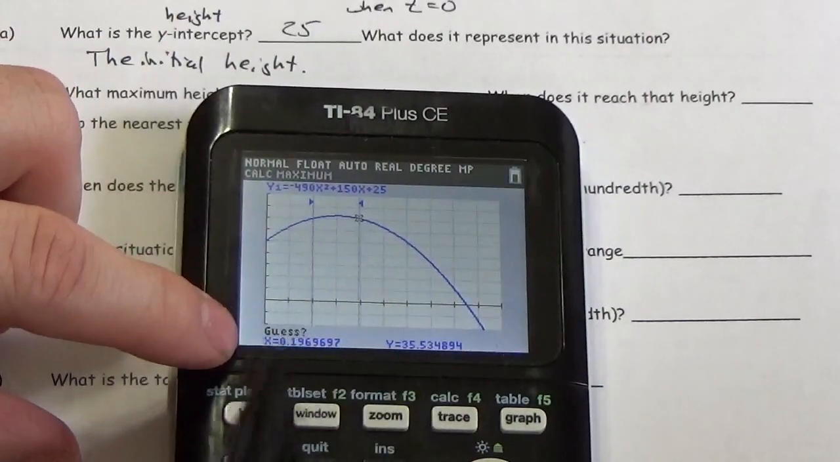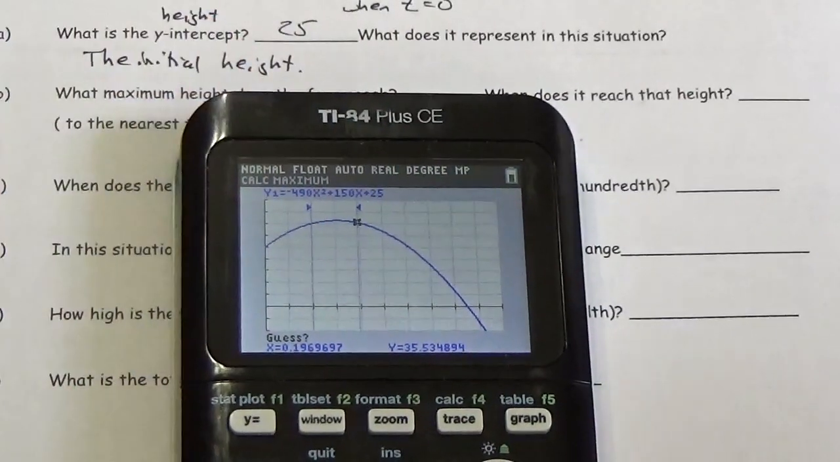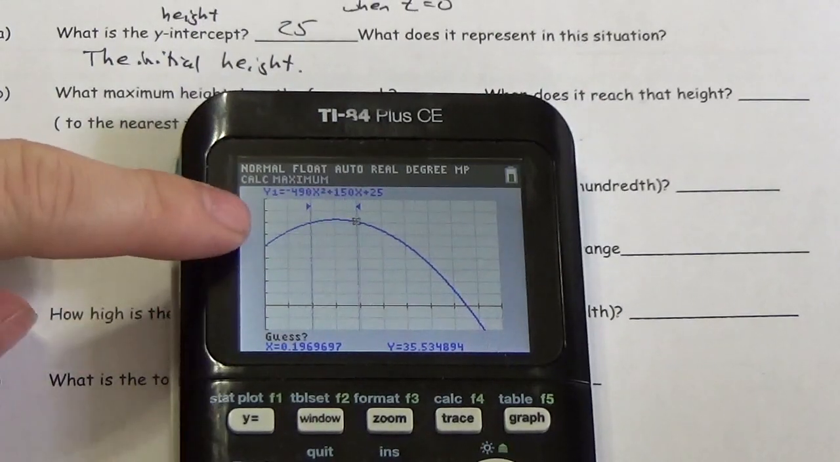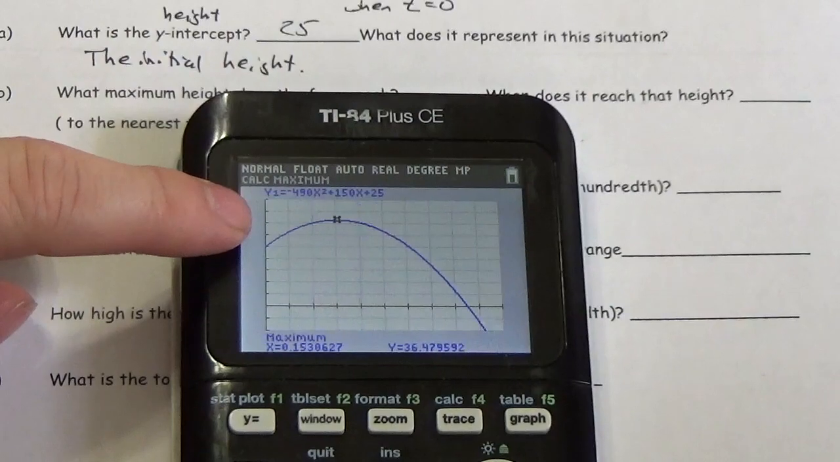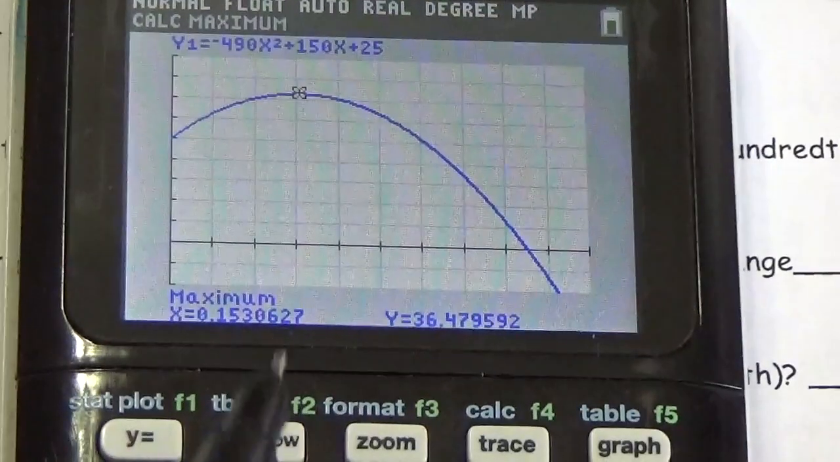Okay, so now it's asking me for a guess. Don't worry about that. We're just going to press enter to get past it. That's really just meant to help speed the calculator up in finding it, but you shouldn't notice a difference anyway. So I'm going to press enter. It thinks for a couple moments here, and then here's what we get.